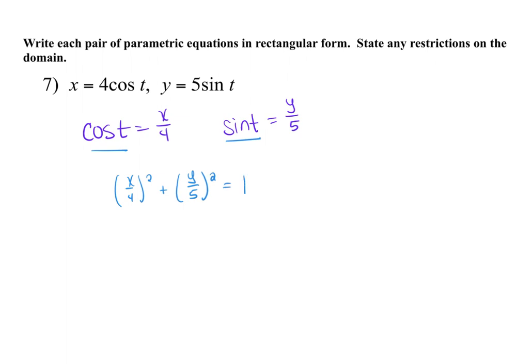That's always the case. This one's pretty straightforward. It's going to be x squared over 16 plus y squared over 25 equals 1. And you are done. You have gotten rid of your parameters there.